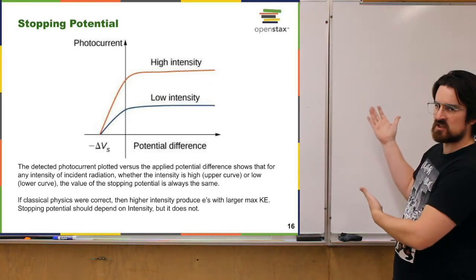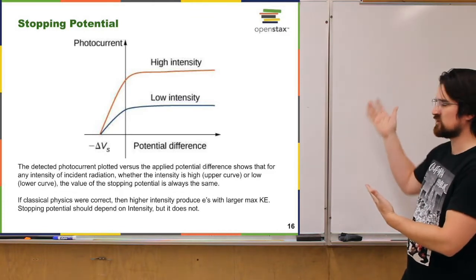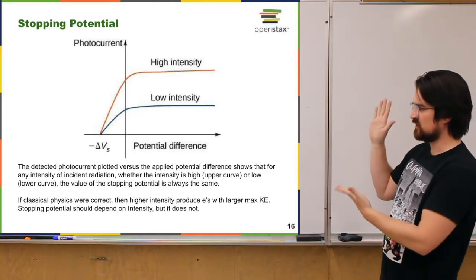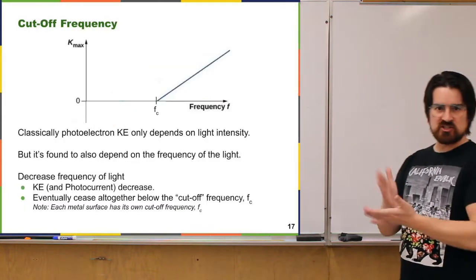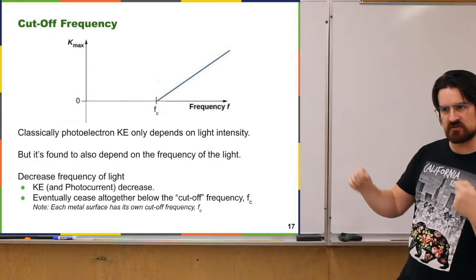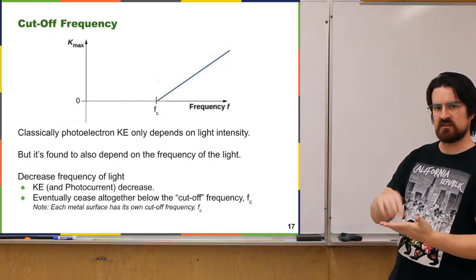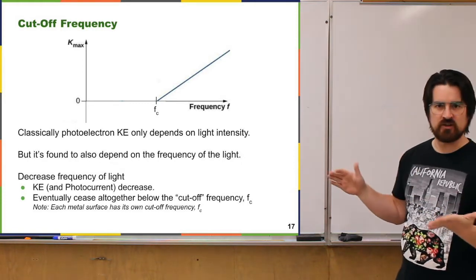But this was the experimental data at the time. They knew that that wasn't the case. Regardless of the intensity of the light that you were shining on the target, you had the same stopping potential. Something else that was also known at the time is that if you decrease the frequency of the light that you were shining on that target, then eventually you'd also get no photocurrent.